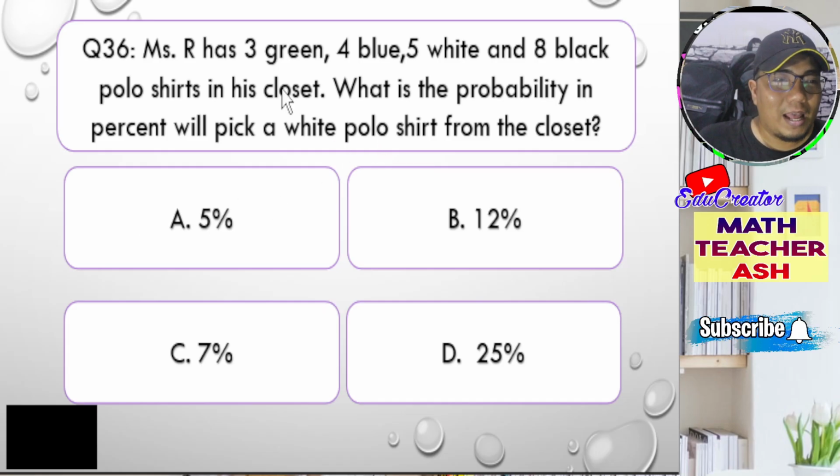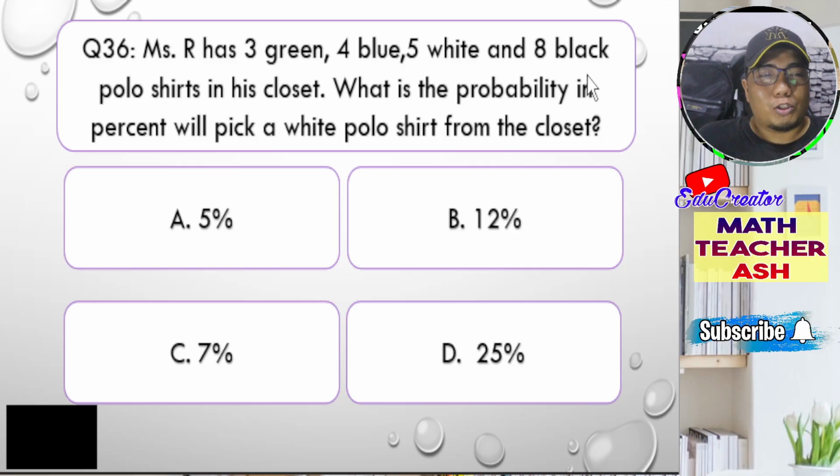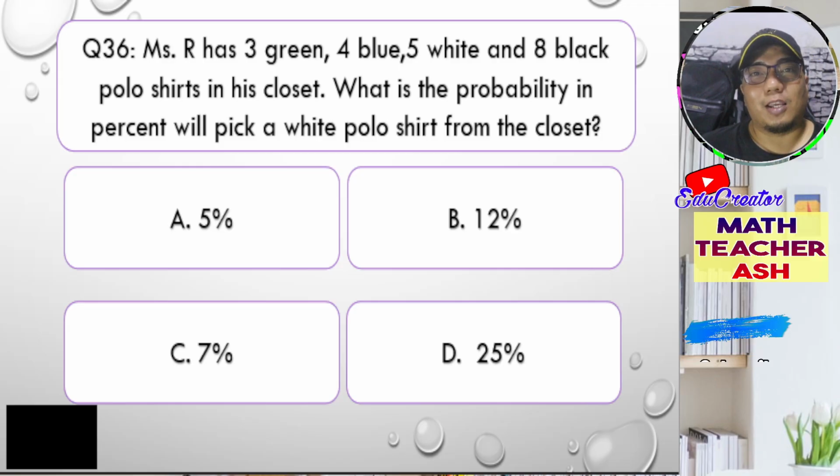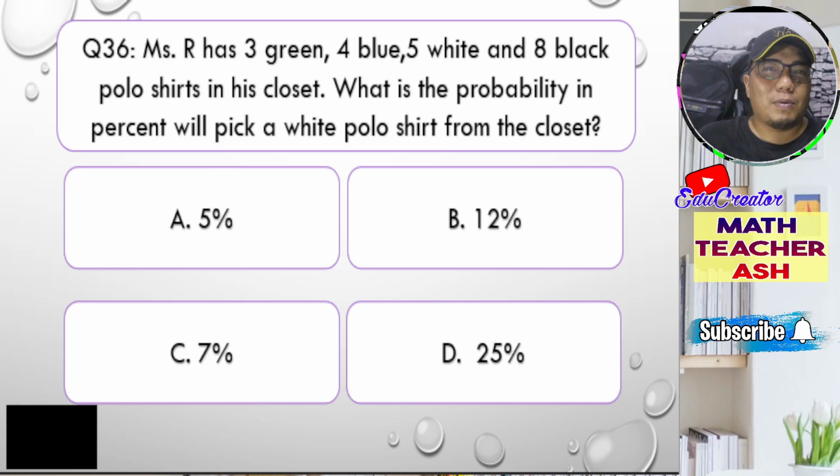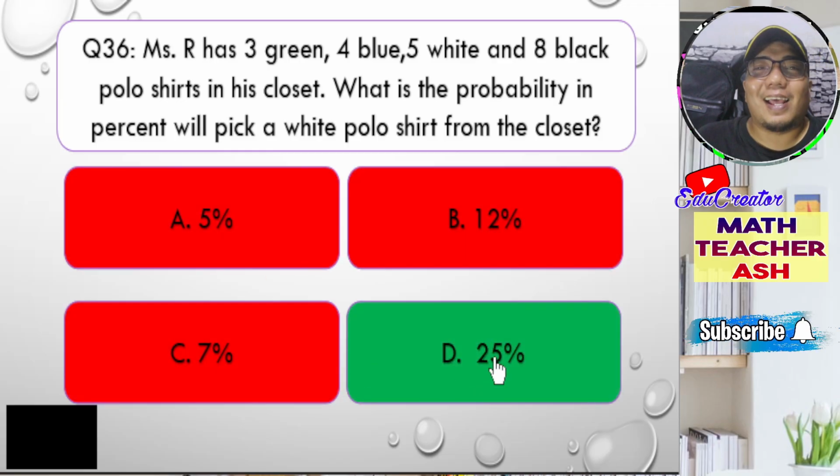Okay, math learners. Now, let's first add all the number of polo shirts Miss R has. So we have 3, 4, that is 7, 7 plus 5, that is 12, 12 plus 8, that is 20. Okay, so now we are talking about 20 shirts here, but the focus here is white. So that is 5 out of 20. If you simplify that, 5 over 20 is basically 1/4. And in percentage, 1/4 is equal to, right, very good, that is 25%. So the correct answer is letter D.